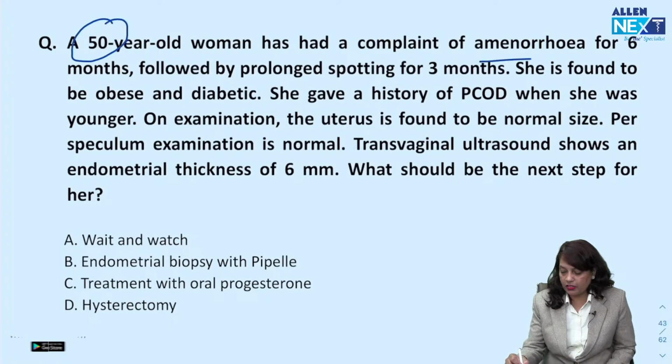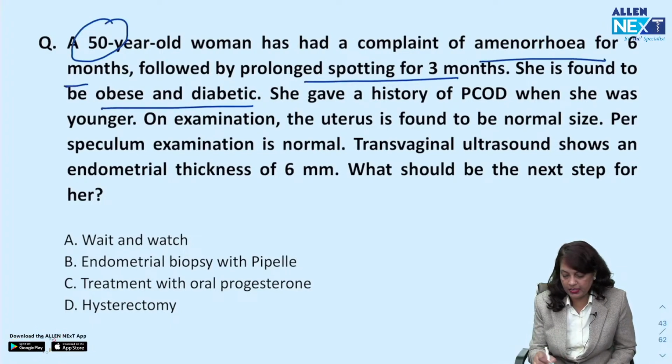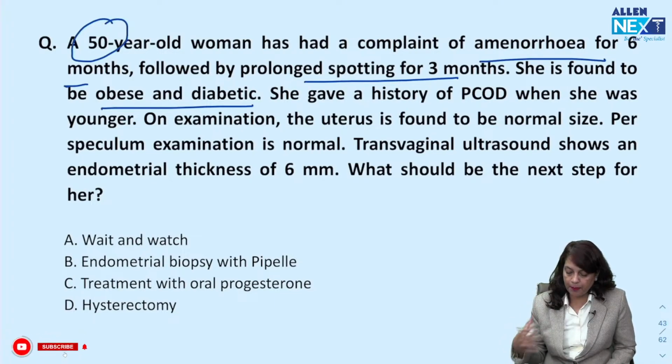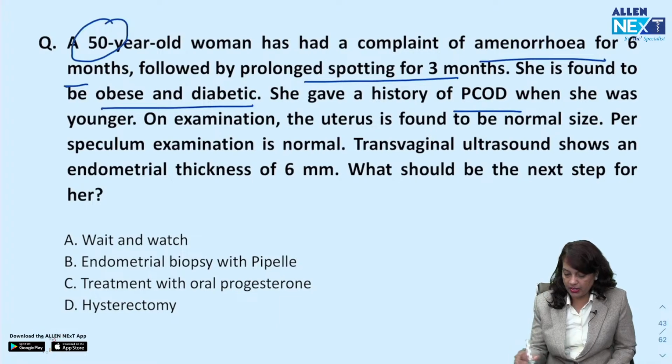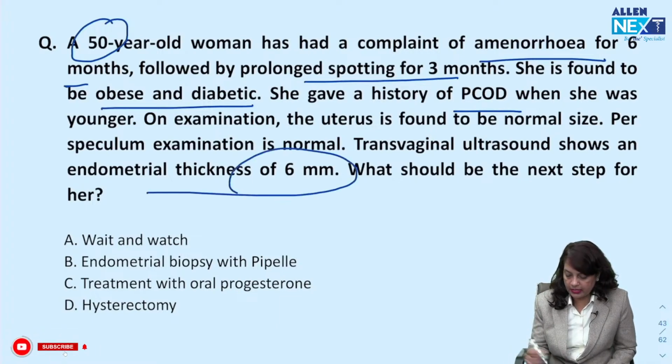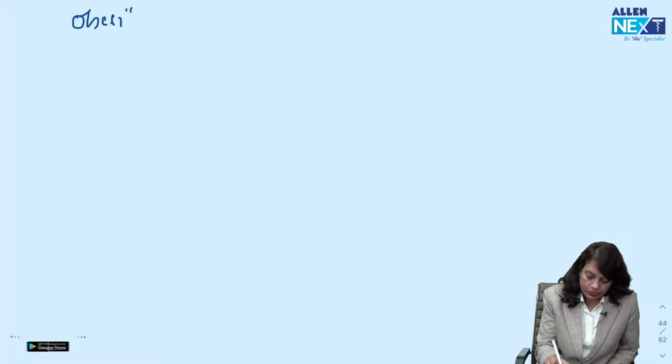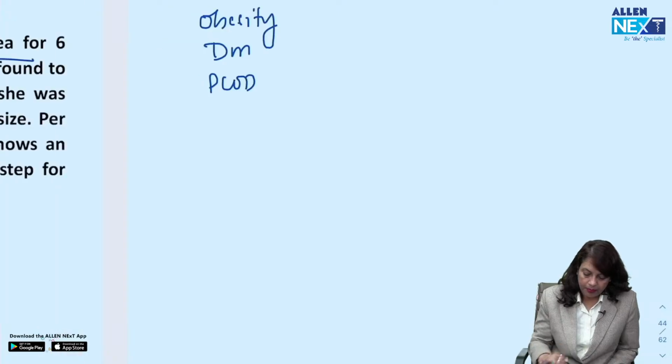A 50-year-old female complains of amenorrhea for 6 months, prolonged spotting for 3 months. She is found to be obese and diabetic. Amenorrhea, prolonged cycles, obesity, diabetes. She has PCOD and uterus is normal. Speculum examination is normal. Endometrial thickness is 6 mm. So there is history of obesity, diabetes, PCOD.